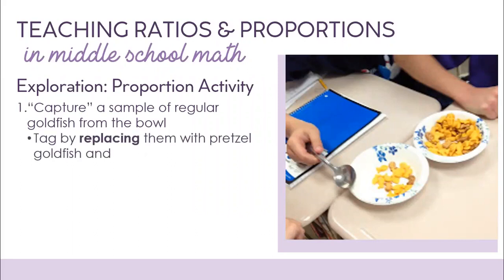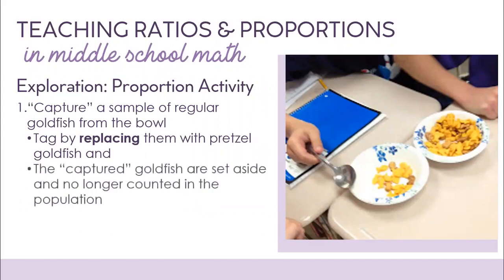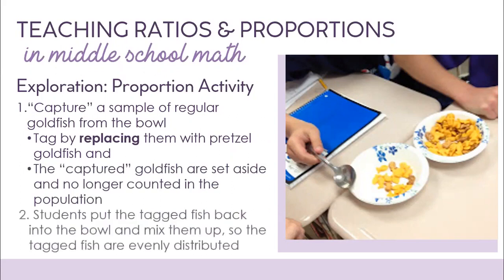So if they pulled 7 out, they would set those 7 to the side. They would no longer be part of the fish population. And they would put 7 pretzel goldfish in there instead, so we could tell which ones were tagged. And then they would put the tagged fish back into the bowl, mix them all up so that they were evenly distributed.